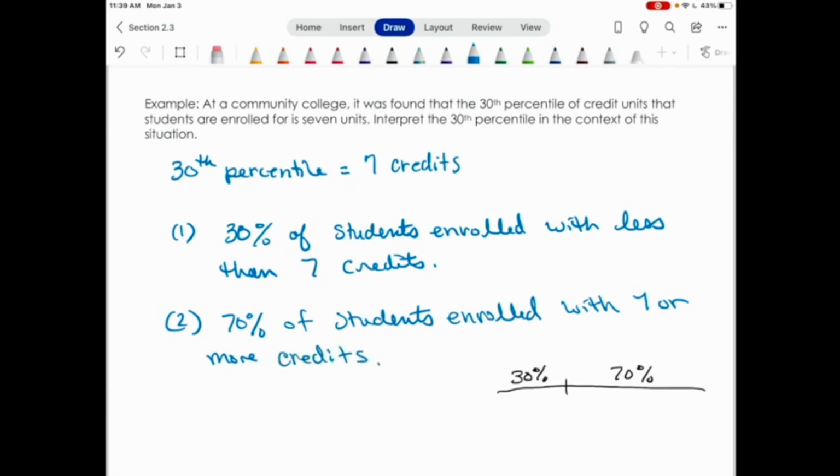It's really important to know what your quartile represents in terms of the units. Like 7 credits, well, they use the word units in here, or credit units, but it's the same thing. It's really important, that way you can identify what it is that you're talking about. So make sure if you're interpreting this in the context of a problem that you are labeling your units.